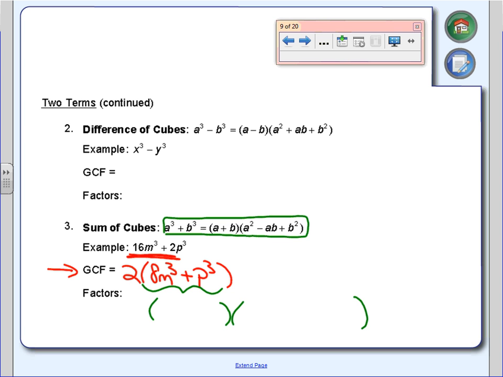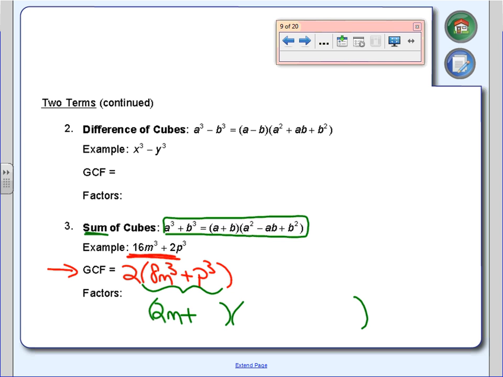All right, so let's get started. Let's find the binomial. First of all, we are talking about the sum of cubes, so my binomial should have a plus sign. So what else is going to go in there besides a plus sign? Well, we're going to take the cube root of each one of these terms. So I'm going to take the cube root of 8m to the third power. And what is the cube root of 8m to the third power?